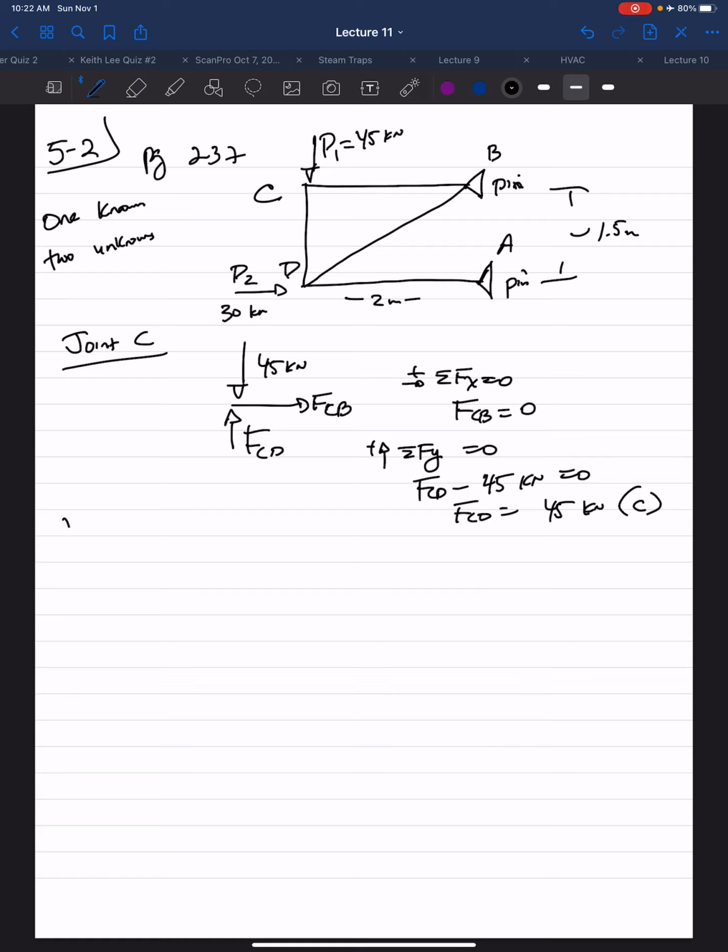So if I then work to joint D, we have a 30 kilonewton force. We have our FAD. We have our FCD, which we now know is 45 kilonewtons from our analysis at joint C. And we have the FDB. And once again, this is a 3-4-5 slope triangle ratio.